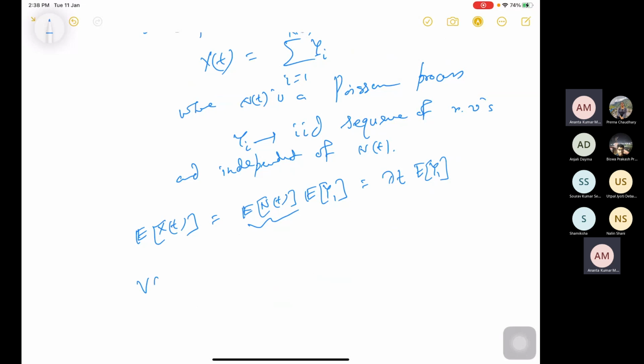And similarly, what will be the variance of X_t? You will check it should be lambda times the expectation of Y_1 squared. Just check it. Write down X_t, take the conditioning on N_t equal to n with probability N_t equal to n, and then you will find this out.